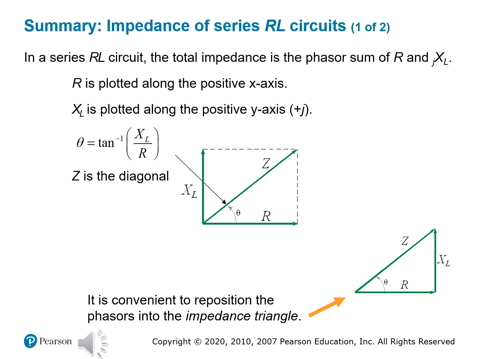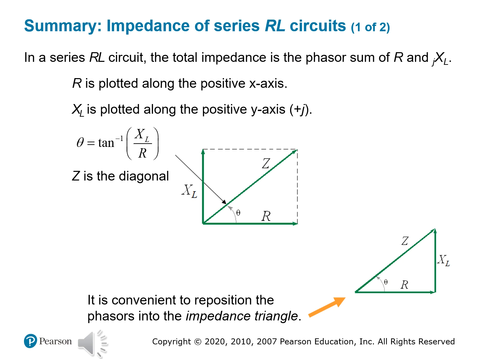So in AC analysis, impedance, which is represented by Z, replaces R when reactance enters the picture. So here's the idea. R is a resistance in ohms. X sub L is the inductive reactance, which introduces a phase shift. Together they form a right triangle. In this triangle, R lies on the horizontal axis, X sub L is on the vertical or the imaginary axis. That's represented by the plus jX sub L, right?